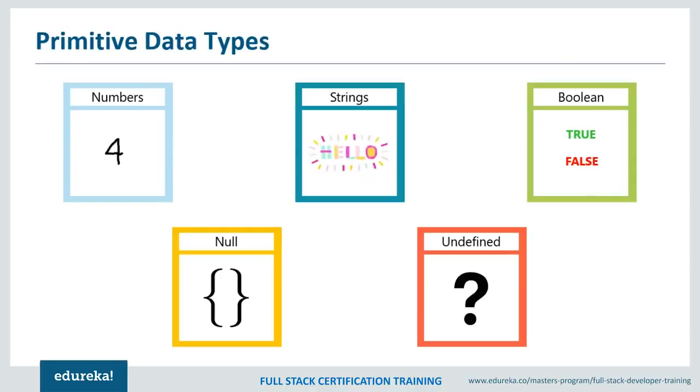Primitive data types. Now guys, there are different types of values that you can assign to a variable. In JavaScript, we have two categories of data types: primitive data types and reference data types. Primitive data types include numbers, strings, boolean, null, and undefined. Reference data types, on the other hand, include objects, arrays, and functions.